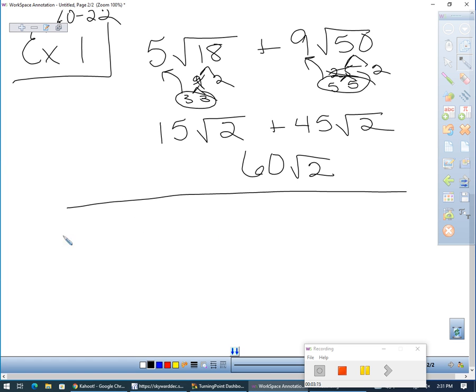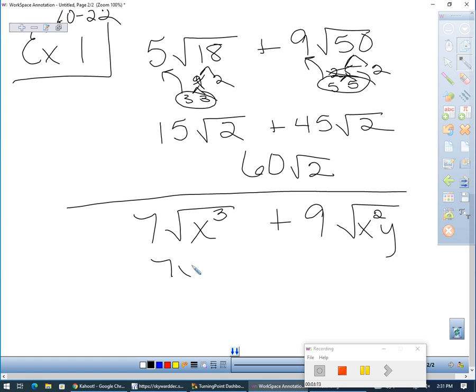All right, let's go with, how about 7 square roots of x to the third plus 9 square roots of x to the second y. All right, so let's see. We can't add them together right now, but we better simplify and check it out. We have to simplify first. Out of this one, we can take out a group of x's. So we have 7x square root x plus, out of this one, we can also take out a group of x's. So we have 9x square root y.